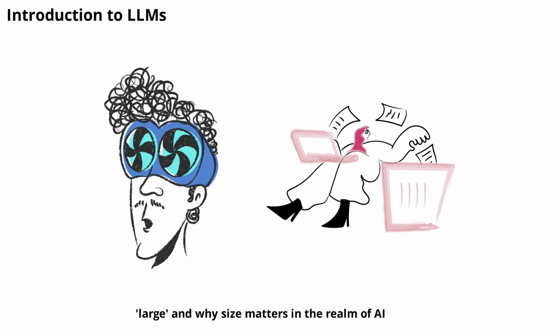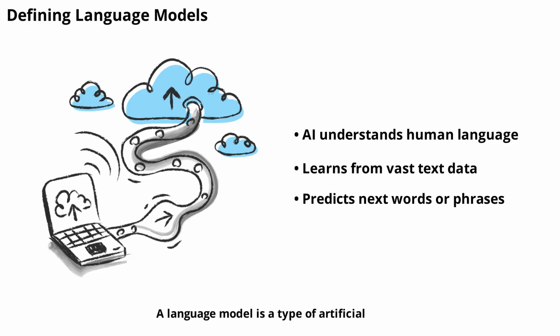of AI. A language model is a type of artificial intelligence designed to understand and generate human language. It learns patterns, grammar, and meaning from vast amounts of text data. By analyzing this data, the model can predict what word or phrase comes next in a sentence, answer questions, or even write essays. Language models are at the heart of many modern AI applications, from chatbots to translation tools. But what sets large language models apart from traditional ones? Let's find out in the next scene.